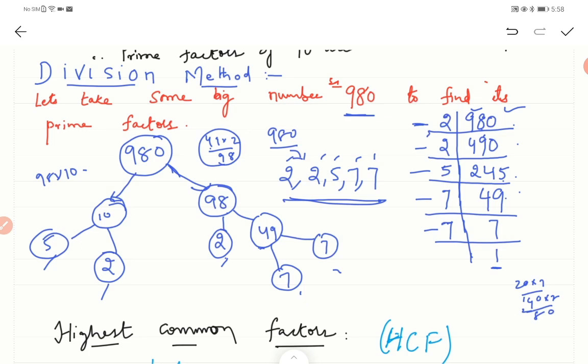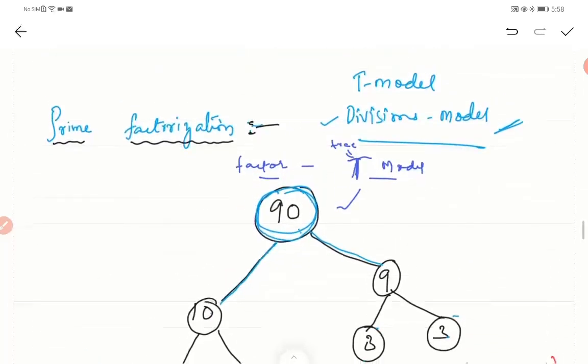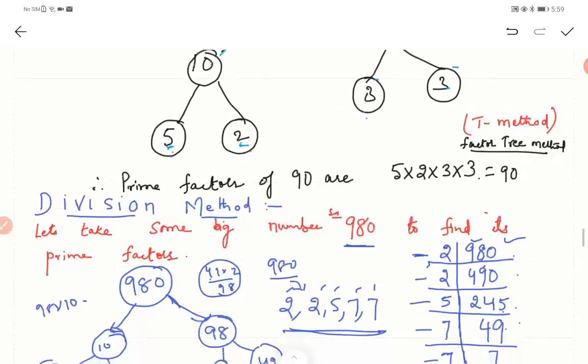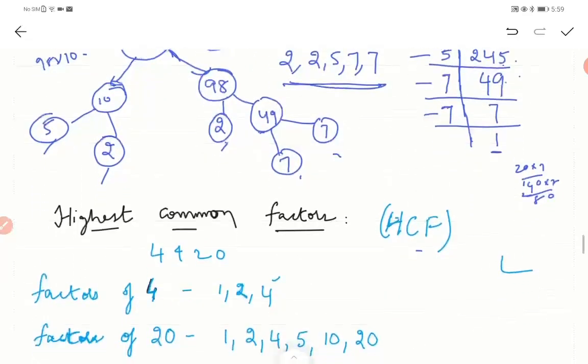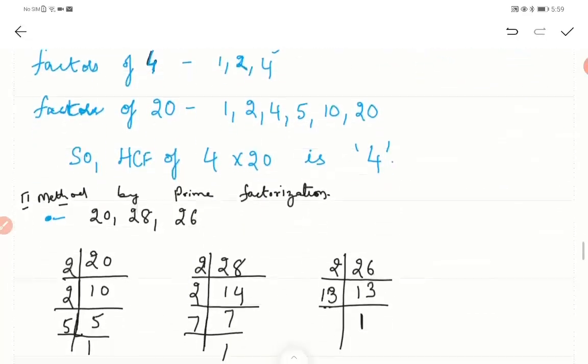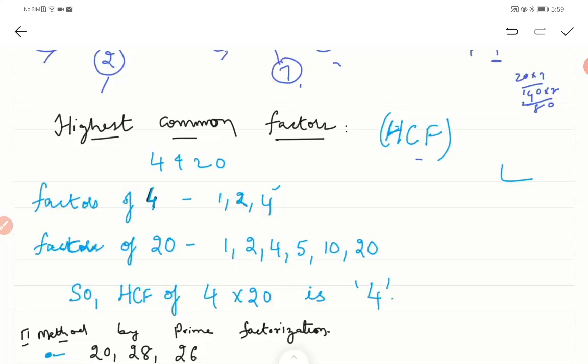Okay, so these are the two methods to find the prime factors. This process is called prime factorization. By using this prime factorization method, you are going to find your highest common factor and least common multiple. Okay, we had seen how we are going to take factors, isn't it?